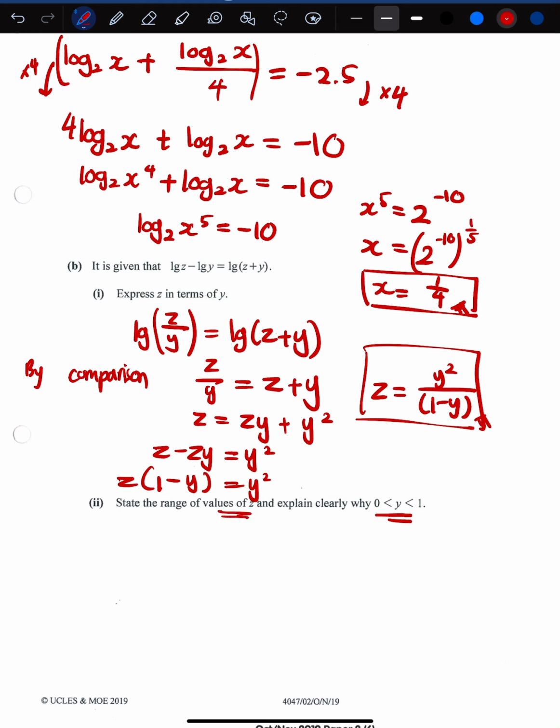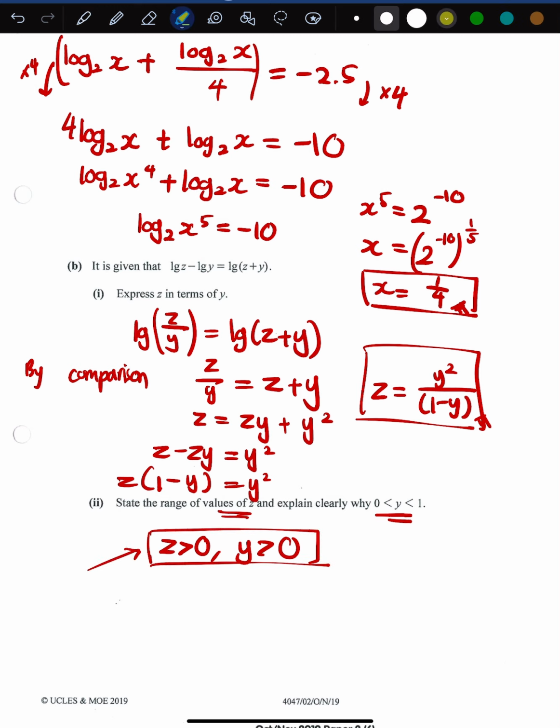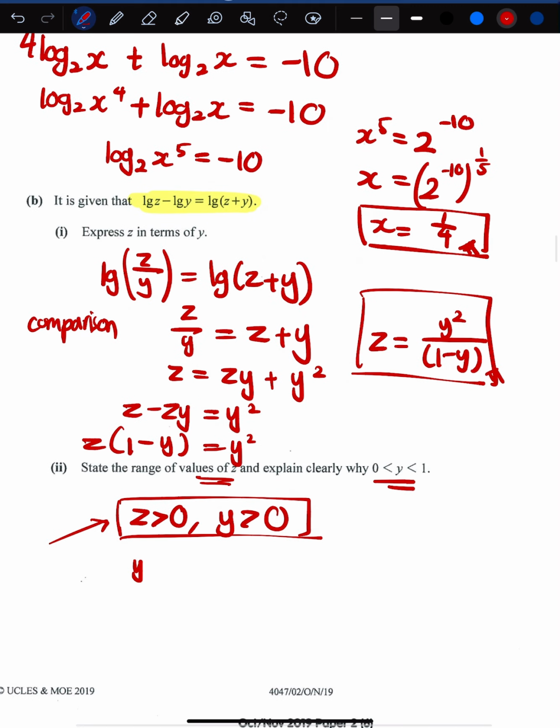For z is more than 0 and y is more than 0, right? These two conditions have to be satisfied first. Okay, why do these two conditions have to be satisfied? If we look at our equation over here, right, our z and my y value both need to be greater than 0, because if not, my logarithm functions become undefined, right? So now that I can see that, we can also conclude that my y square value is also going to be more than 0, right?